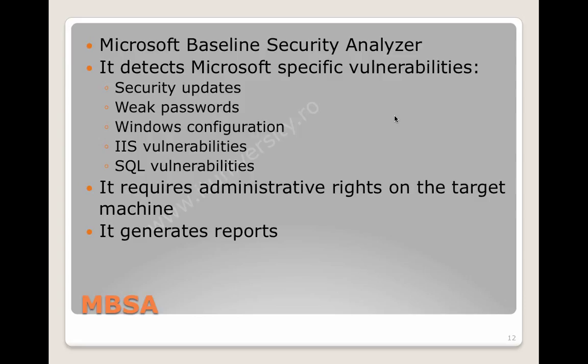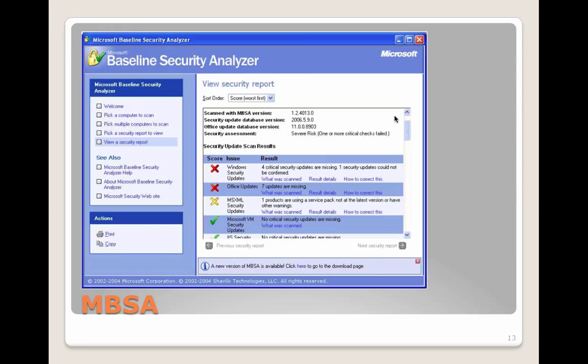MBSA, or Microsoft's Baseline Security Analyzer, is software provided by Microsoft that can discover vulnerabilities specific only to this vendor. So just Microsoft-specific software. This tool is suitable for an Active Directory environment, and it requires administrative rights to perform the tests. It has an easy to use graphical interface and can provide detailed reports about the vulnerabilities and how those findings can be fixed.